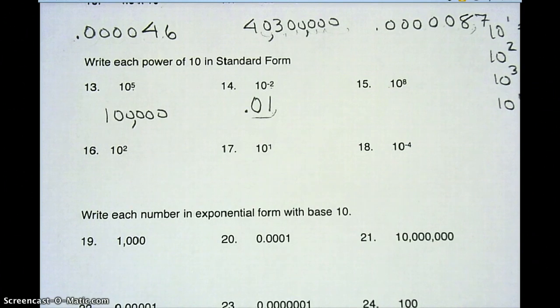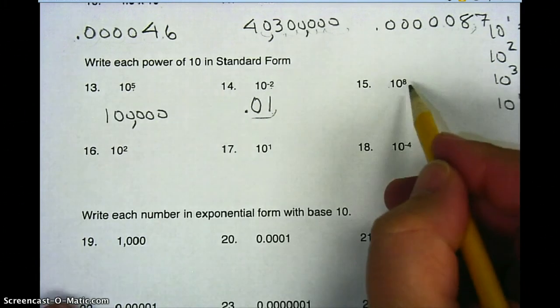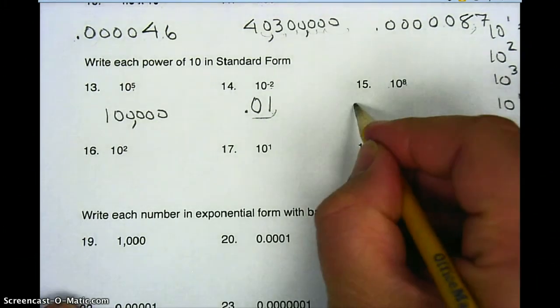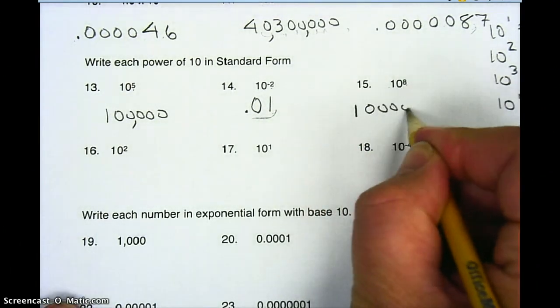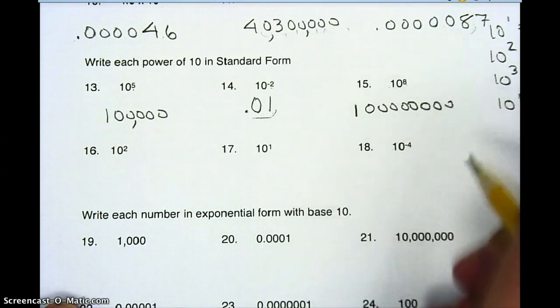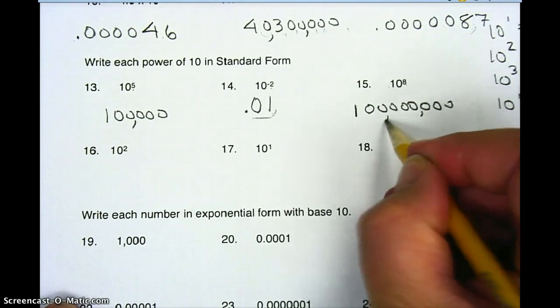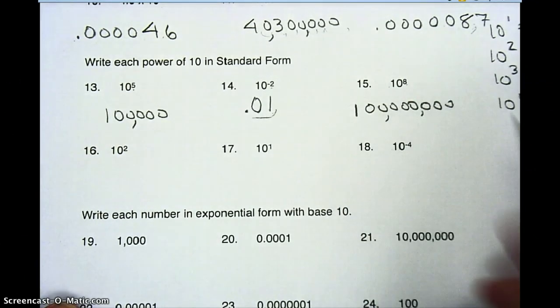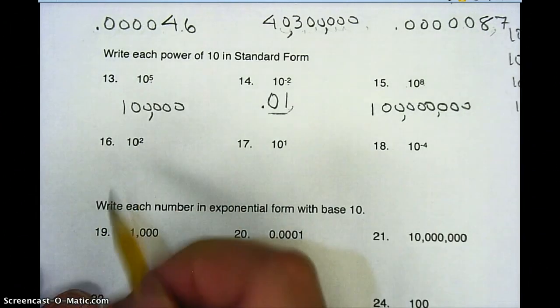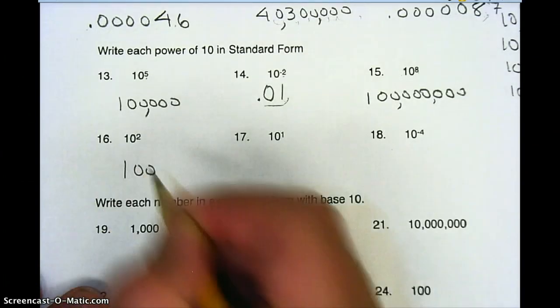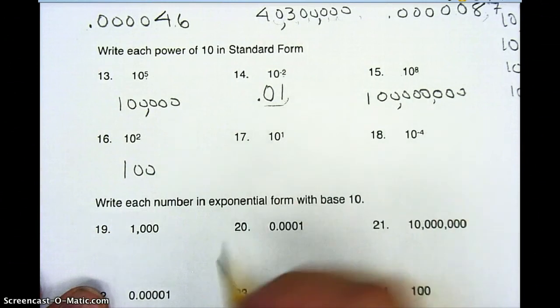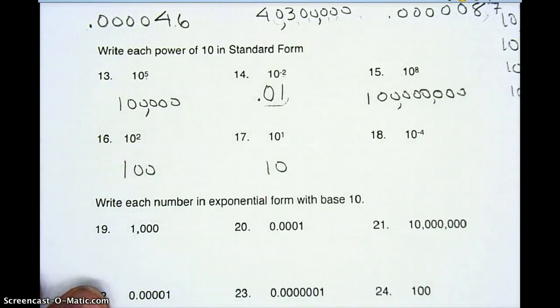Okay, hopefully you paused and finished off 15, 16, 17, and 18. So when I do this, it's a positive exponent. I have to have 8 zeros. So I just write the 1 down and write 8 zeros. And I put commas every third number starting at the right. So that's 100 million for that one. This one's going to have 2 zeros. So I put a 1 down and then 2 zeros. This one's going to have just 1 zero. So it's just going to be 10.